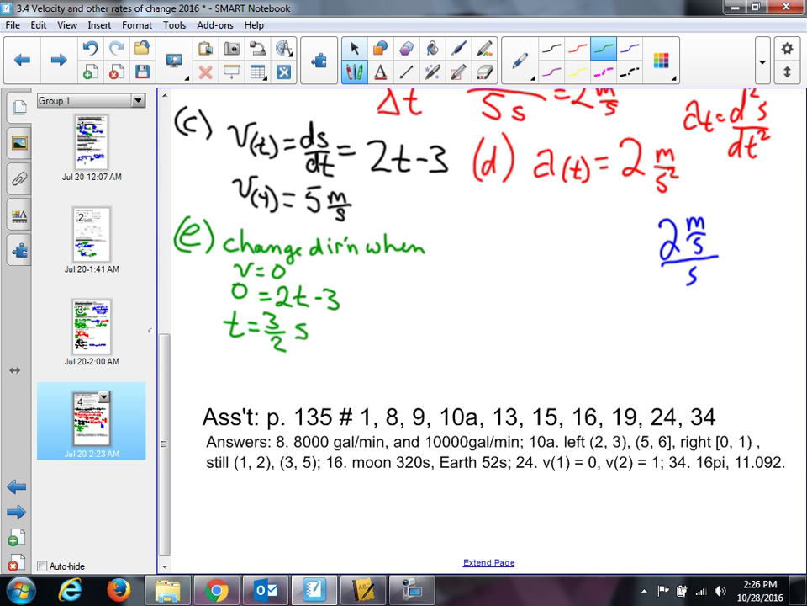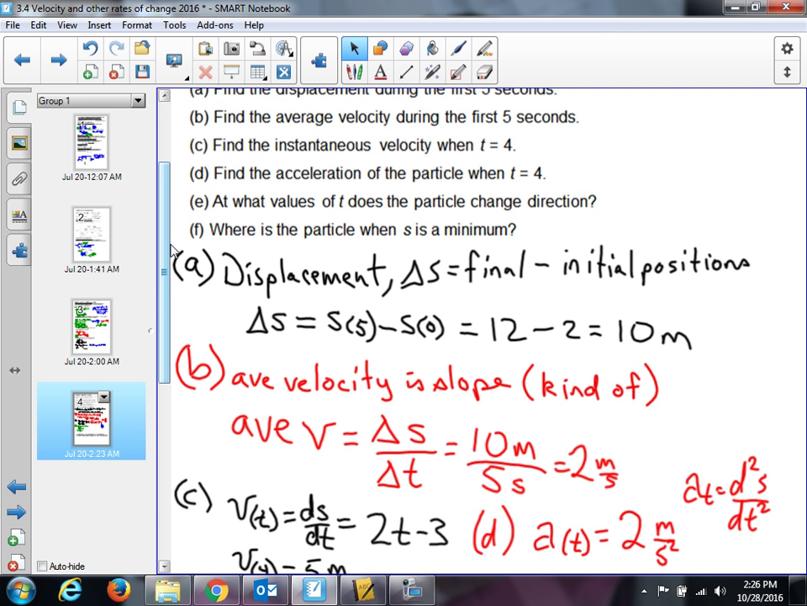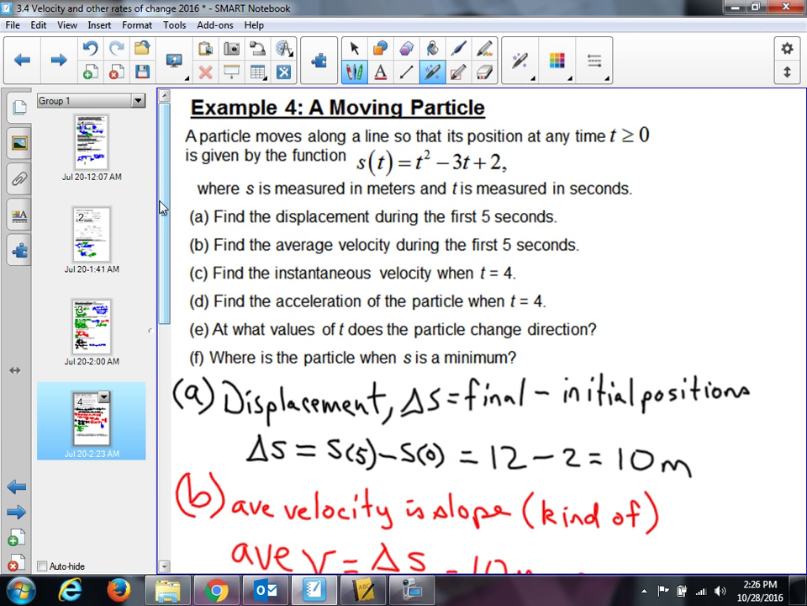Okay, that was F. Where is the particle when s, the position, is a minimum? Now, what does that mean? Your speed is 0, or is it velocity? We know enough about this function that we don't have to check too much. When your velocity is 0. We'll use the word velocity here.